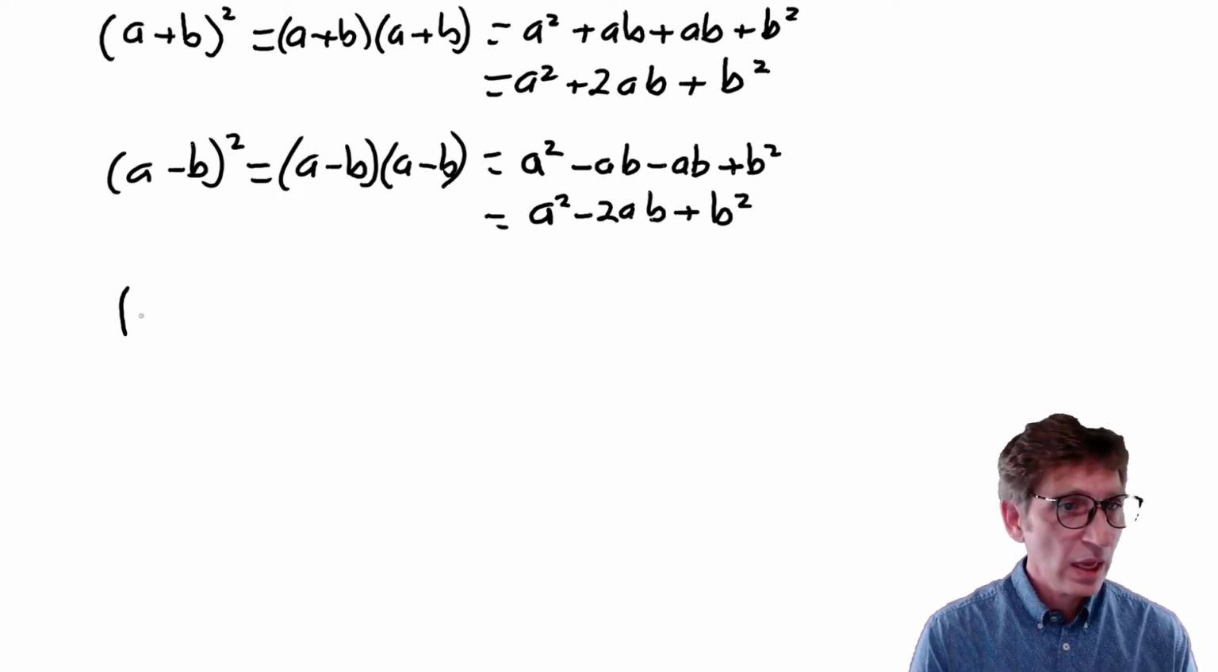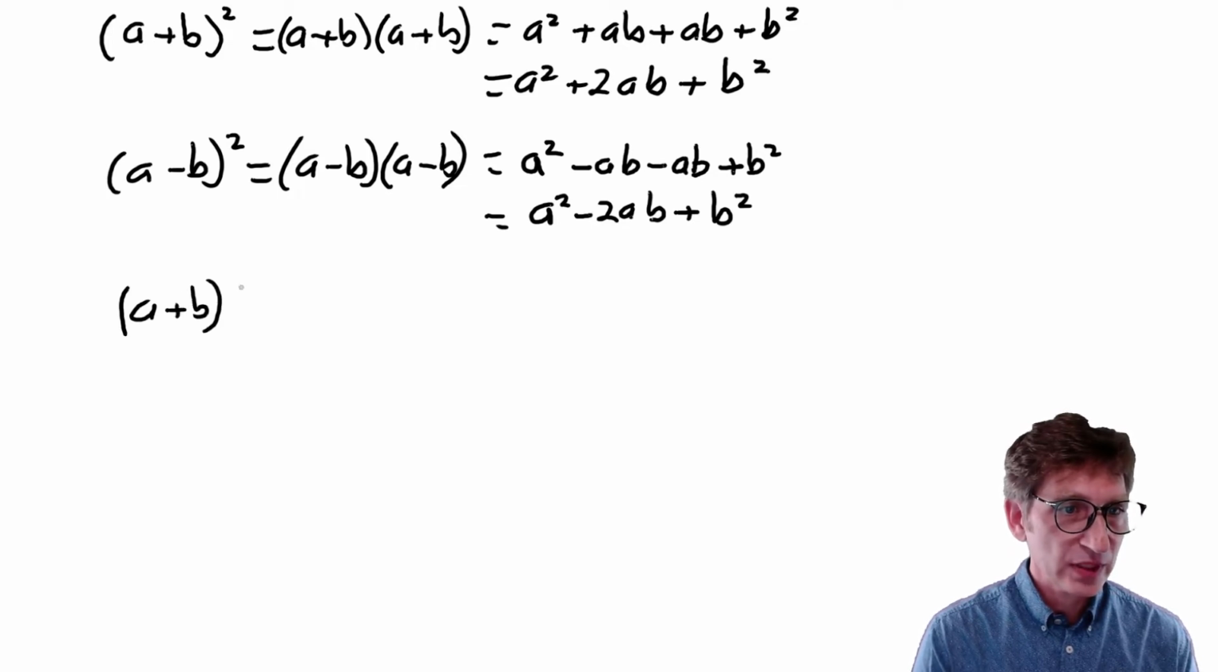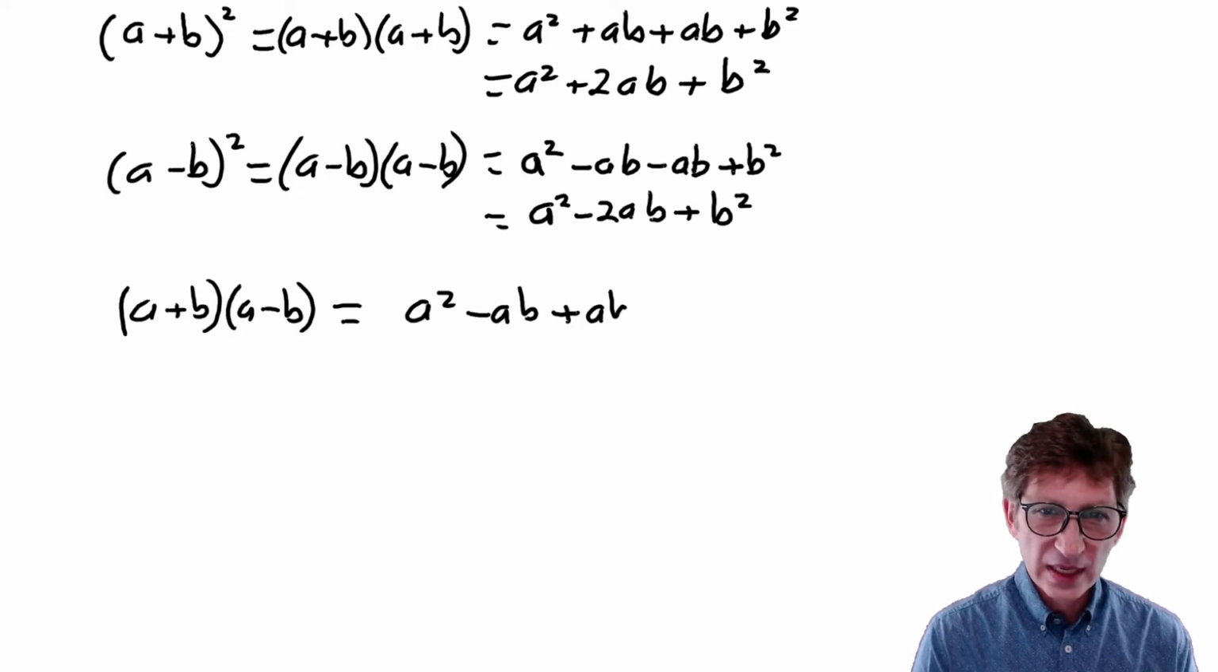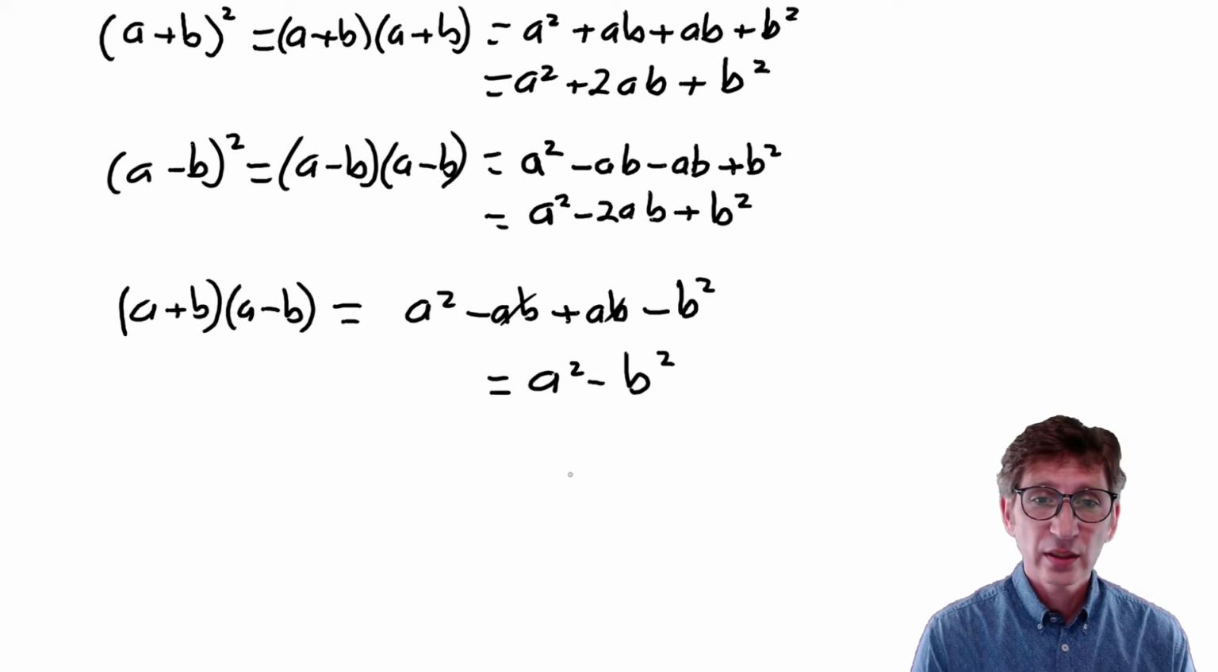And the last one, a plus b times a minus b. This is an interesting pattern. A times a is a squared. The outer terms, a times negative b, is negative ab. The inner terms, b times a, is a positive ab. The last terms, b times negative b, is negative b squared, because a negative times a positive is a negative. These middle terms cancel out, leaving us with a squared minus b squared.